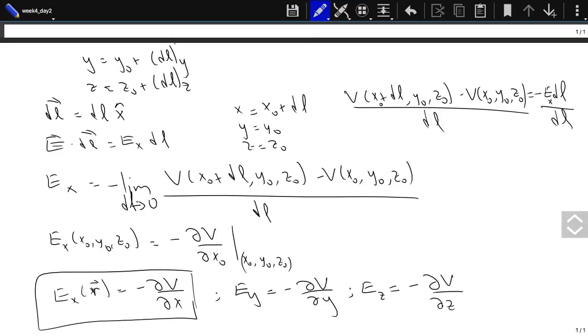So if you are moving in the opposite direction to the electric field, then the potential increases a maximum for a given distance. Or put it the other way around, if you calculate in which direction the potential changes the fastest, the electric field is in the opposite direction.